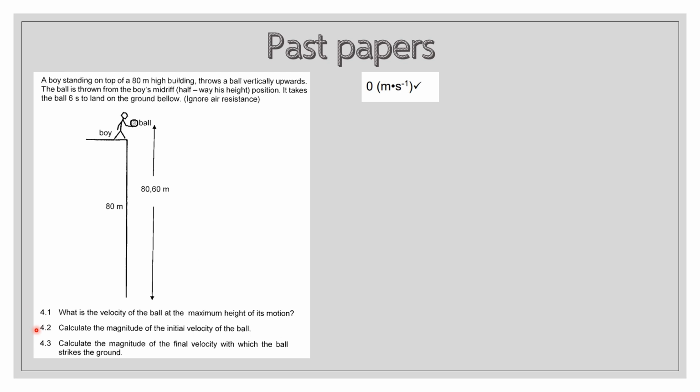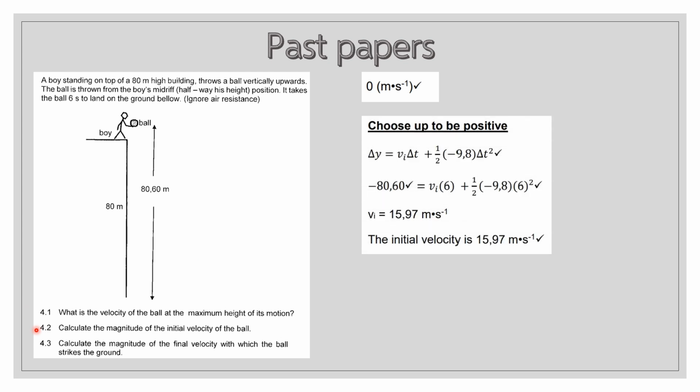Calculate the magnitude of the initial velocity of the ball. We have everything and we take upwards as positive. We have the height, we have the time, and acceleration is negative, and we just solve for velocity initial.